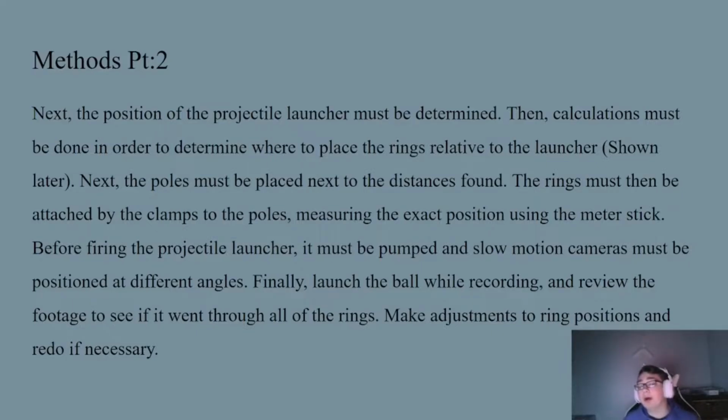And we need to pump. The projectile launcher, how it works is it's pumped, and then the PSI that is generated from that air pump is then used to shoot the metal ball out of it. So we have to pump, and we get slow motion cameras positioned at different angles. What we did: one at the start, one at the end, one at the middle. You'll see the videos from the middle.